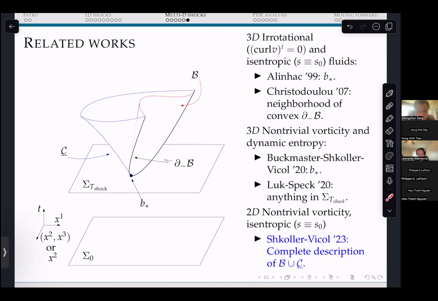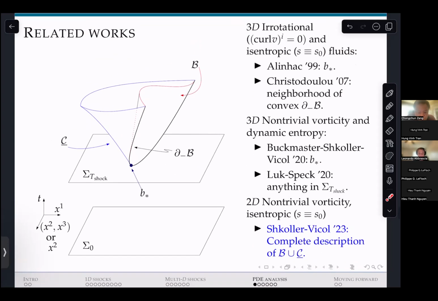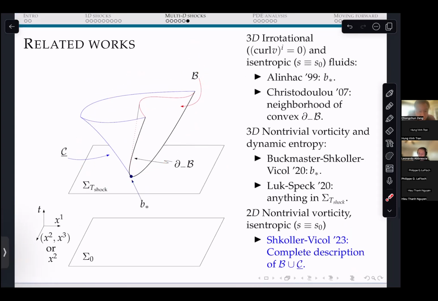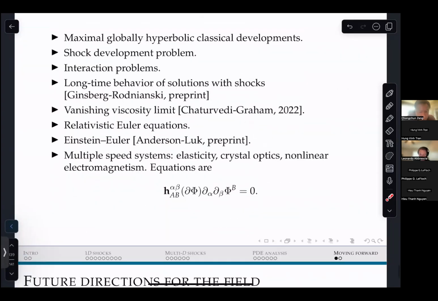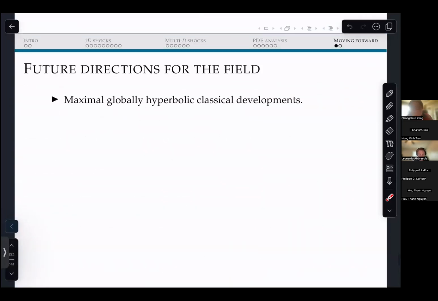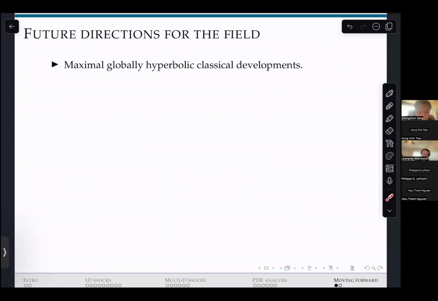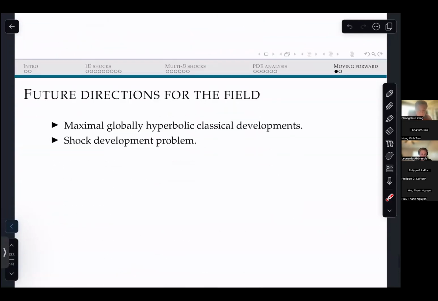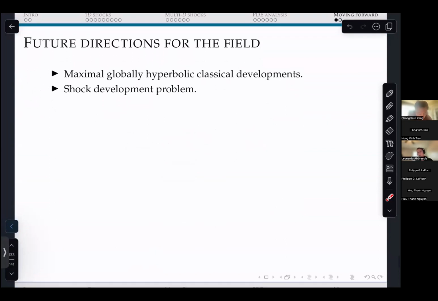I unfortunately don't have time to talk about the PDE analysis, but most of the PDE analysis is really related to getting these very sharp pictures. So let me talk about future directions of the field in the last couple minutes that I have. Again, I told you that the issue of constructing a unique maximal globally hyperbolic development is open, because you have to solve it across all of space and then apply the Choquet-Bruhat-Geroch result. So this is open. I'm working really hard on this. The shock development problem in full generality is open.